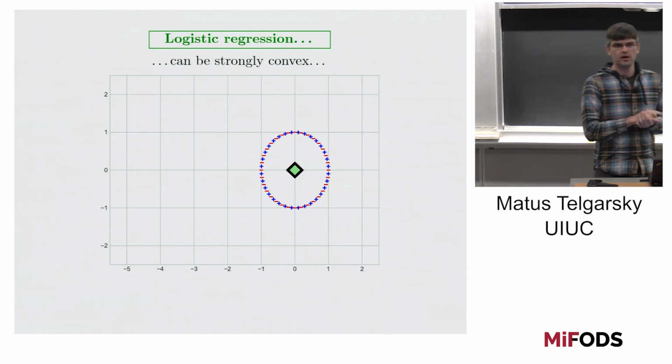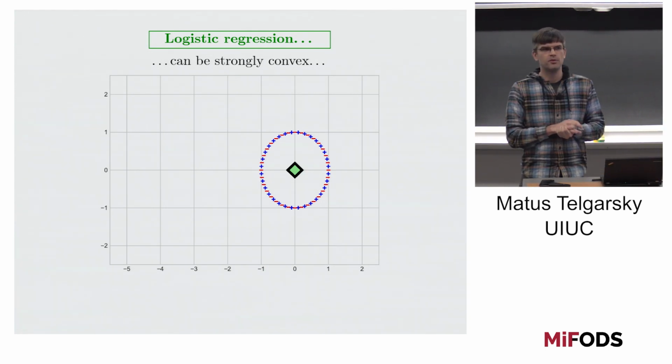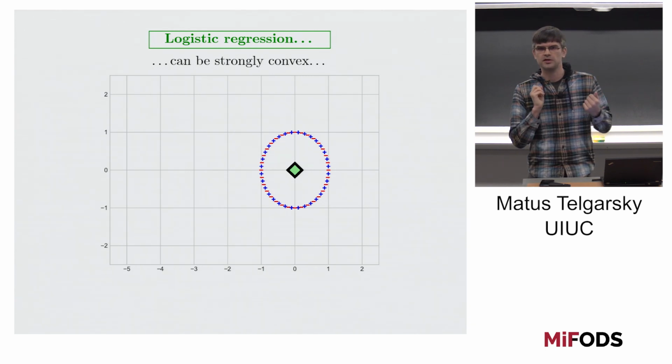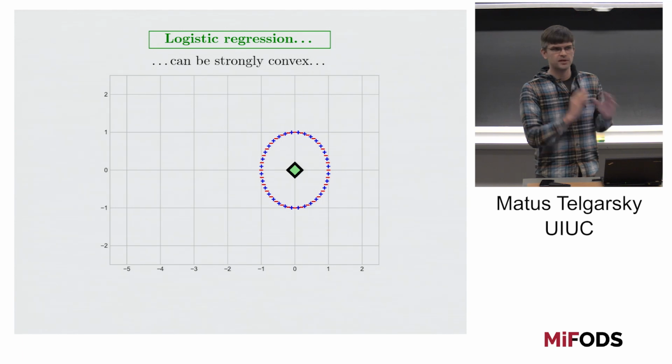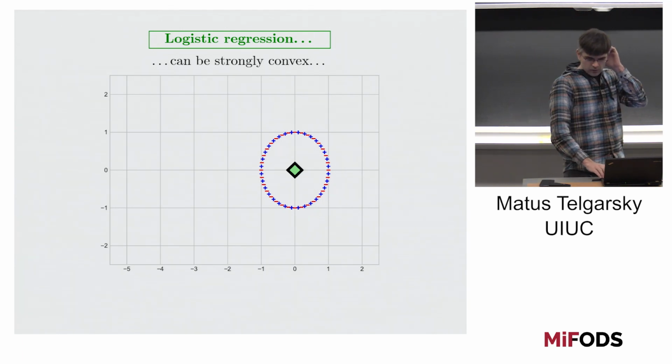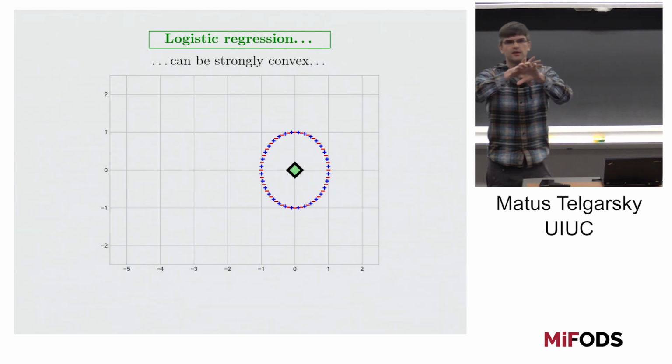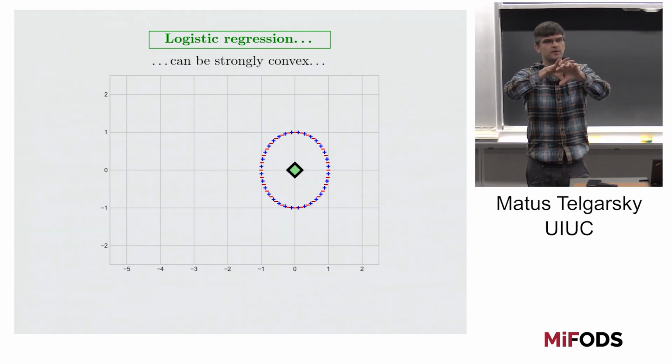By a symmetry argument, you can just tell yourself the solution to this problem is 0. The global optimum is 0. Now, what happens as I start to move the circles apart? Again, I have these positive and negative classes. By symmetry, the solution is 0. As I move them apart, the global optimum moves in one direction.